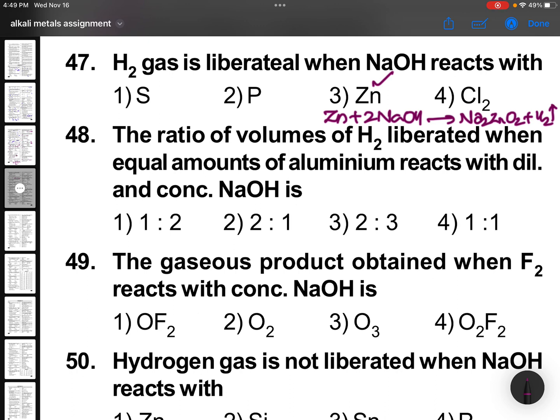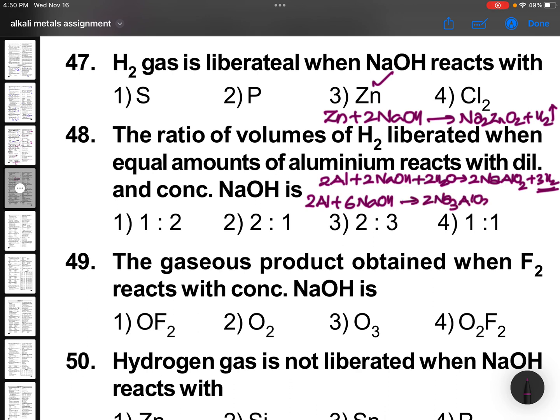And the ratio of the volumes of hydrogen liberated when equal amounts of aluminum react with dilute and concentrated NaOH is. This reaction is very interesting. You see, 2Al plus 2 NaOH plus 2 H2O gives rise to 2 NaAlO2, sodium meta-aluminate, plus 3 H2. See how many moles of hydrogen is coming? 3 moles. If you are taking strong, 2Al plus 6 NaOH gives you 2 Na3AlO3, sodium aluminate, plus 3 H2.